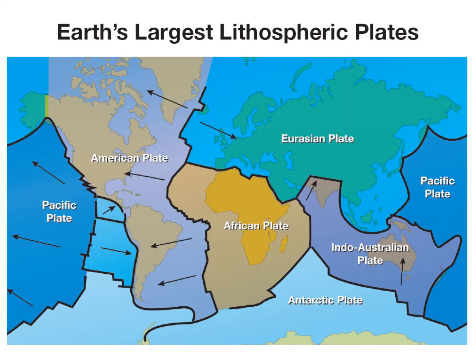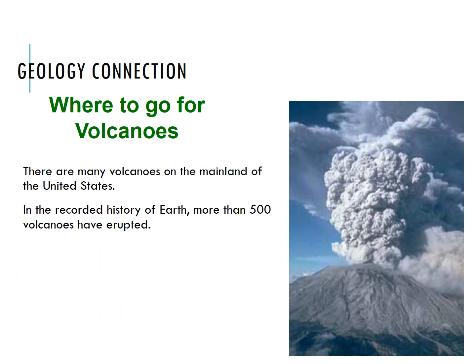So here we have the Earth's largest lithospheric plates. We'll talk more about them later on. And then the geology connection, where to go for volcanoes. There are many volcanoes in the mainland of the United States. In the recorded history of the Earth, more than 500 volcanoes have erupted. And our next note sections will be on volcanoes and earthquakes. We'll dive deeper into how these relate back to plate tectonics.